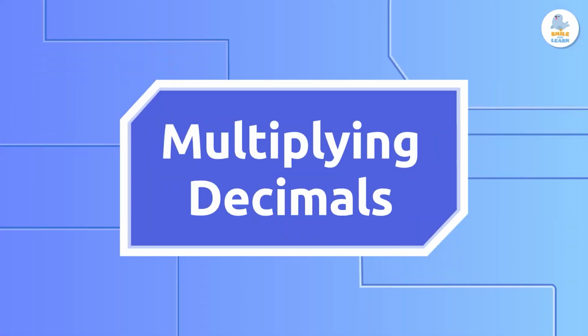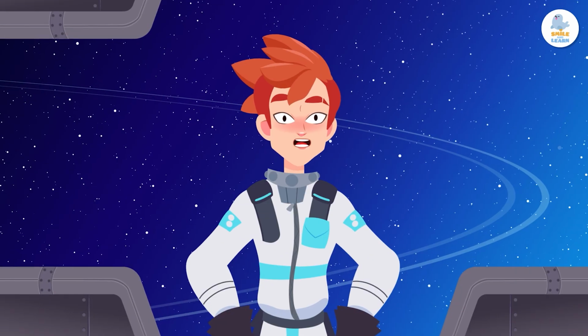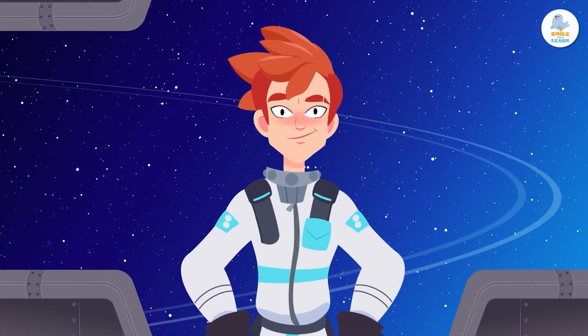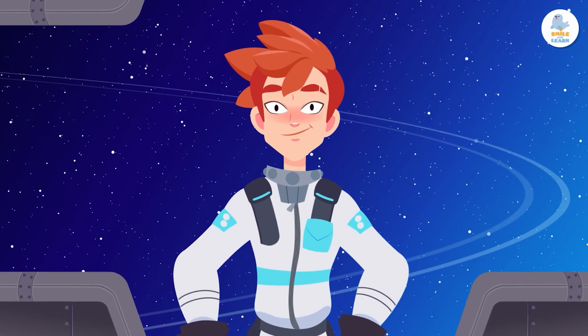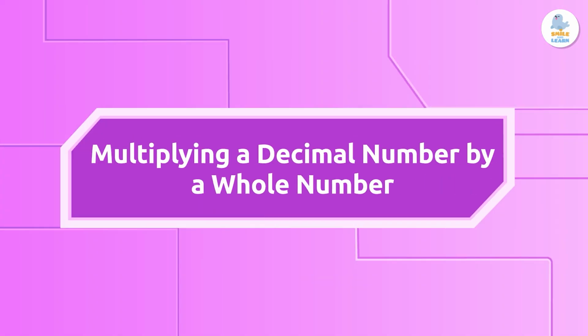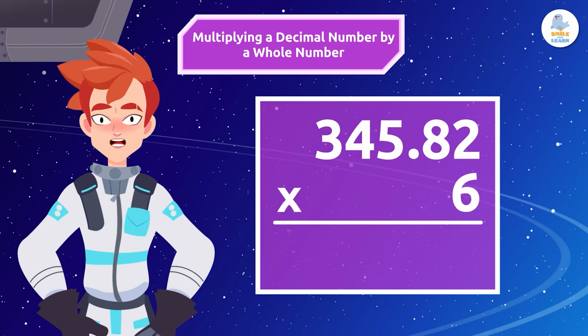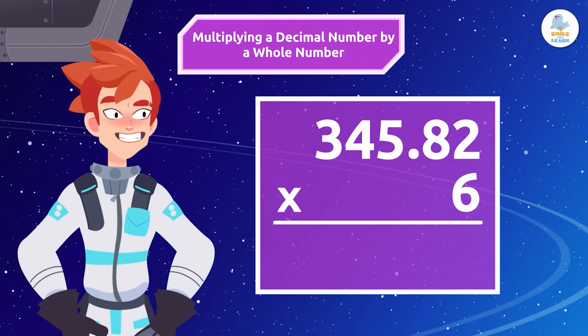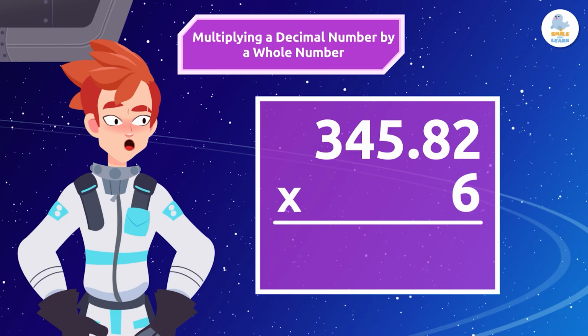Multiplying decimals. There are different ways to multiply decimal numbers, and each has its own trick. Let's take a look at them. Multiplying a decimal by a whole number. To multiply a decimal number by a whole number, we do the multiplication problem as if the decimal point doesn't exist.